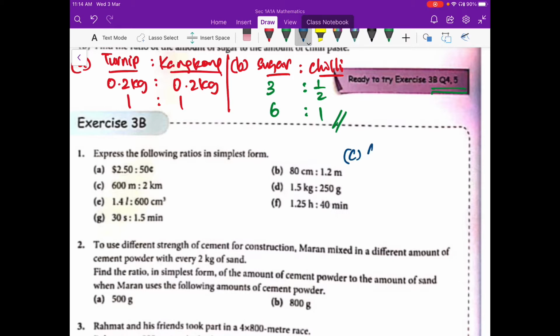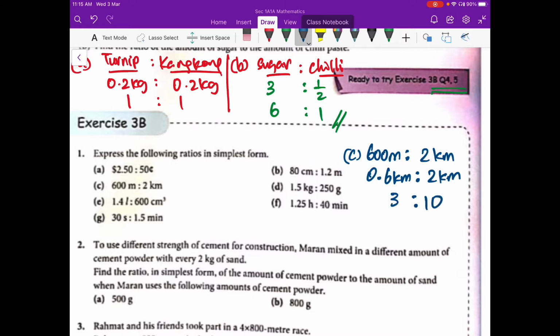Part C, 600 meters to 2 kilometers. Okay, what do you want to change it to? Change to meter? Who wants to change to meter? Raise your hand. Who wants to change to kilometer? Raise your hand. Very few people want to change to kilometer. I want to change to kilometer just for the fun of it. Okay? So 600 meters equals 0.6 km. So this is to 2 km. Now that I have the two numbers with the same units, calculator, fraction, 0.6, denominator 2. Answer, 3 is to 10.